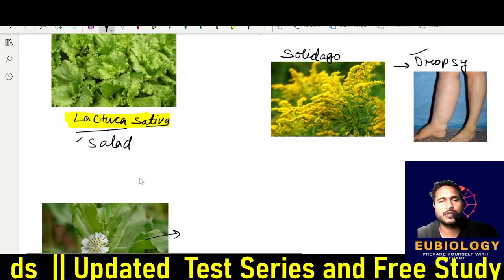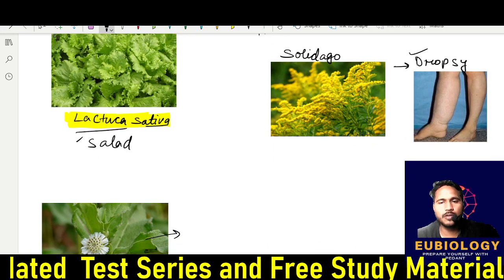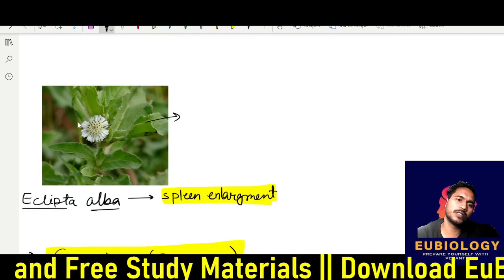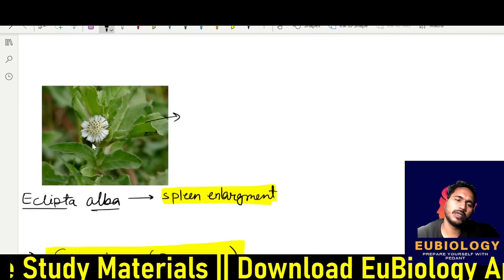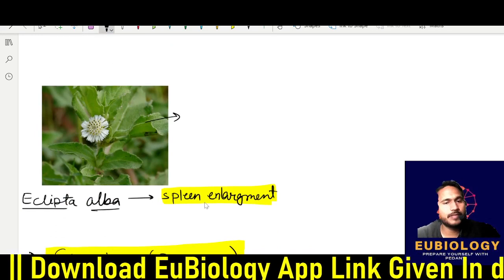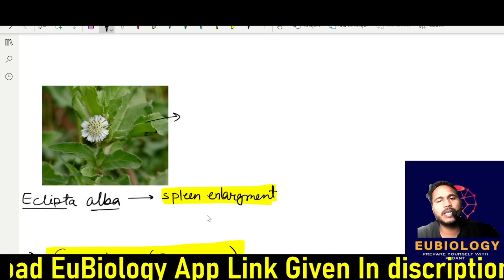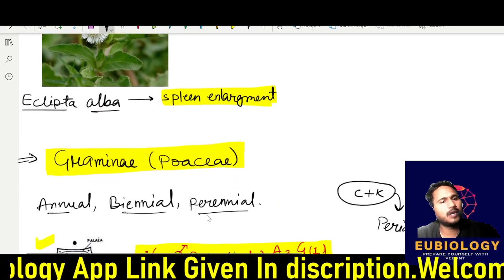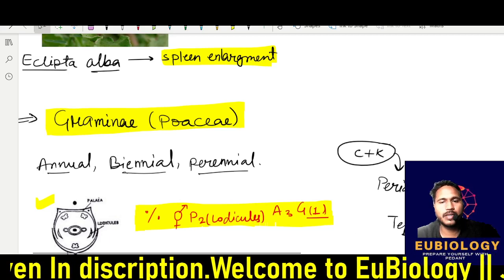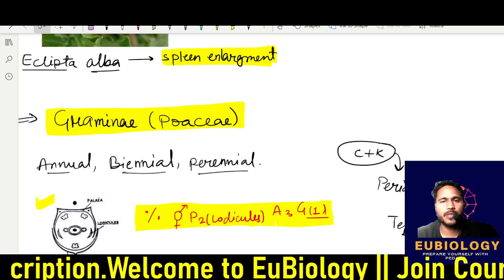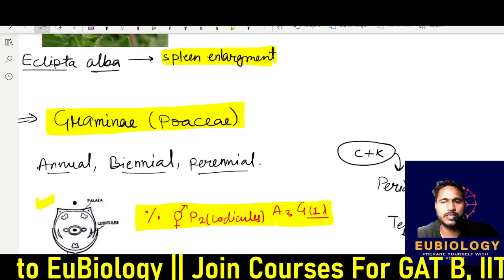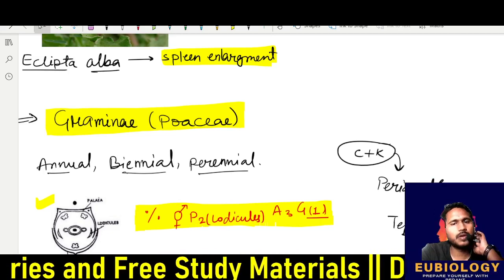So you can see here, it is clear. And these flowers you already used; this is Eclipta alba, which we use for enlargement of the spleen. And this is done. Now we have to read the last family, which is called Gramineae or Poaceae. That is all very important. Must watch it. So here we go.